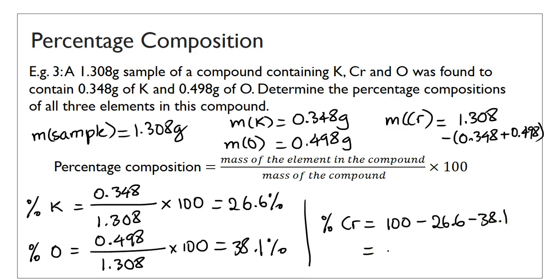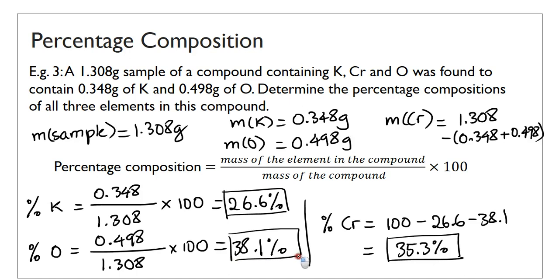Okay, so 100 minus this, and then minus 26.6, so it's 35.3% for chromium. So box your final answer. So that's the first one, and the second one, and the third one. Okay, so that's example 3.